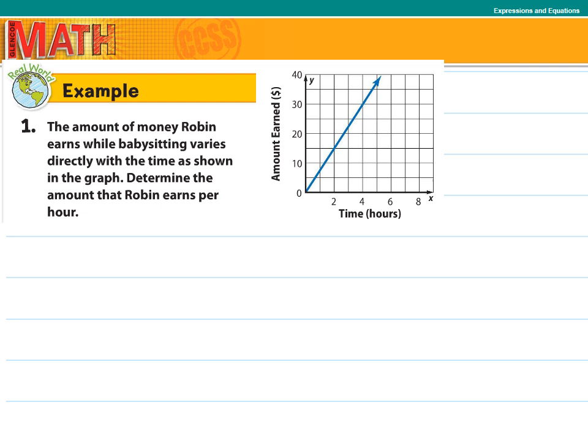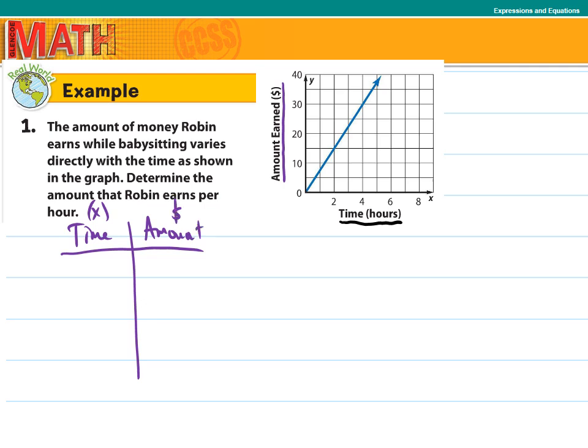For our first example, we're going to see a real-world example. The amount of money Robin earns while babysitting varies directly with the time as shown in the graph. Determine the amount that Robin earns per hour. Okay. So we can see that our x-axis represents time in hours, and the y-axis represents amount earned. So we can create a table. We'll say time, that's our x, and amount, that's in dollars.